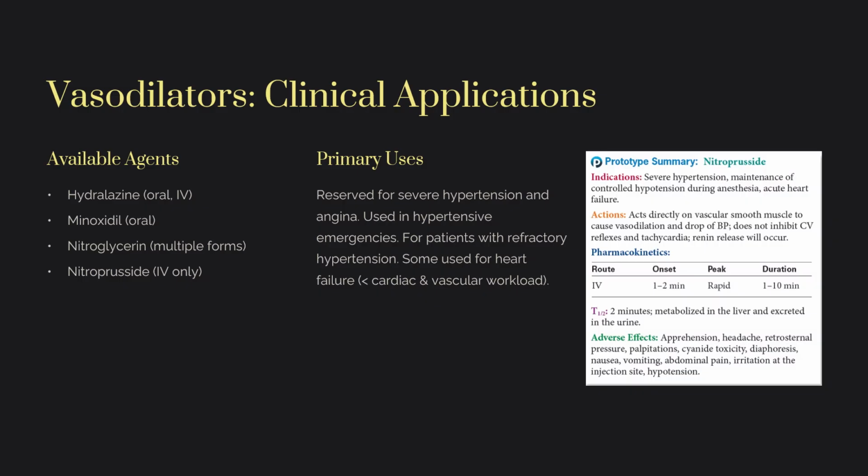Nitroprusside is given IV only. So this is given for severe hypertension or angina, can also be used in hypertensive emergencies or hypertensive crisis, or if patients have refractory hypertension. And then in some cases, it is used for heart failure just to decrease the workload on the heart.